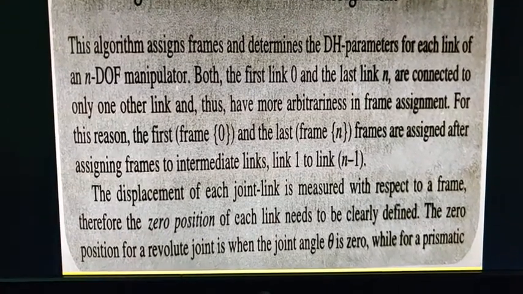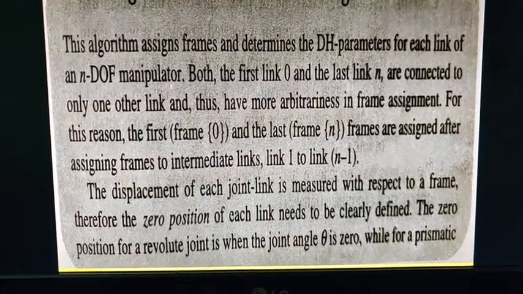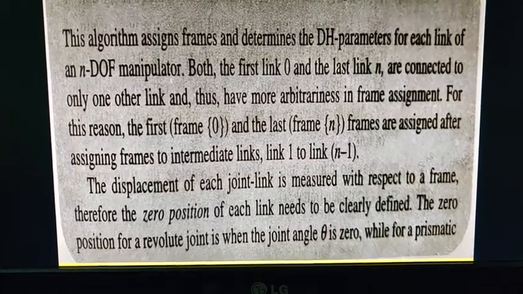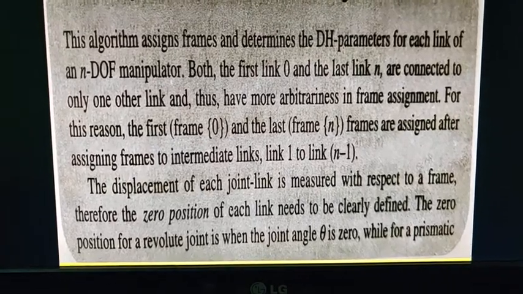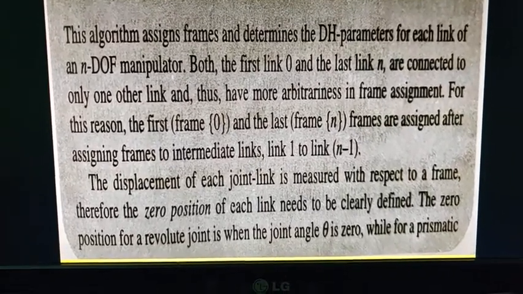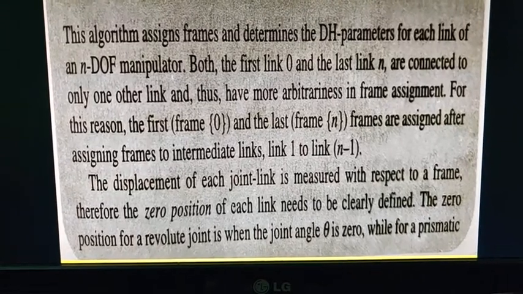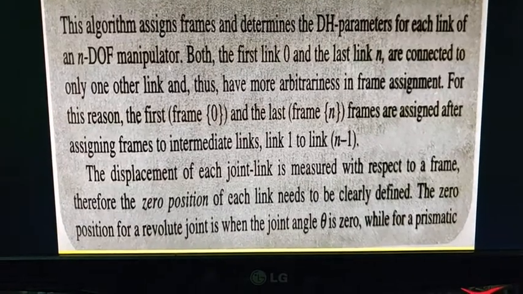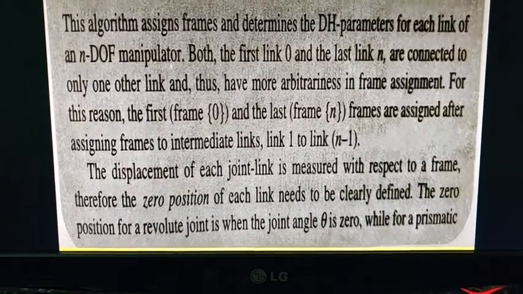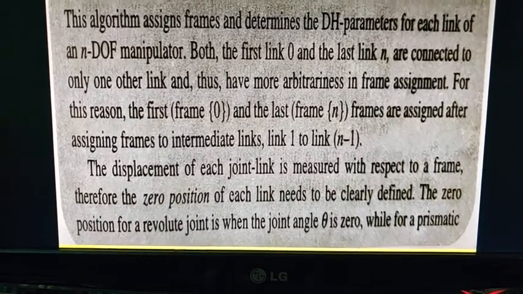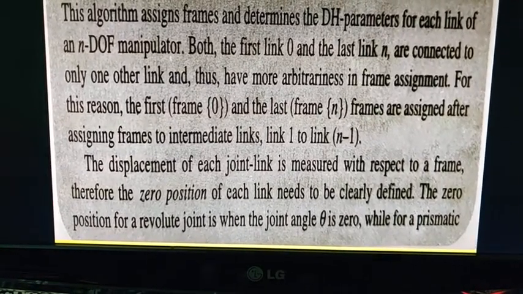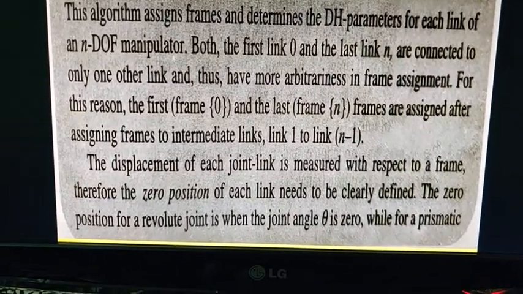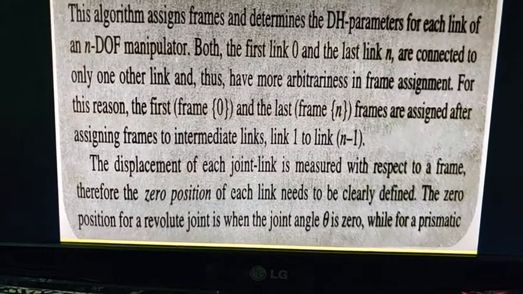This algorithm assigns frames and determines the DH parameters, Denavit-Hartenberg parameters, for each link of an n degree of freedom manipulator. Consider the first link as 0 and the last link as n, connected in series, and there is arbitrariness in frame assignment. For this reason, the first frame is defined as frame {0} and the last frame as frame {n}. Frames are assigned after assigning frames to the intermediate links, link 1 to link n minus 1.